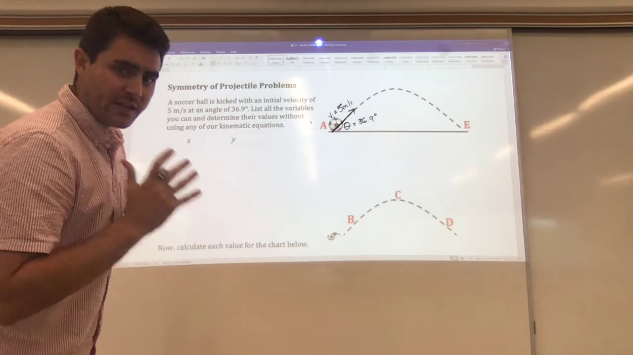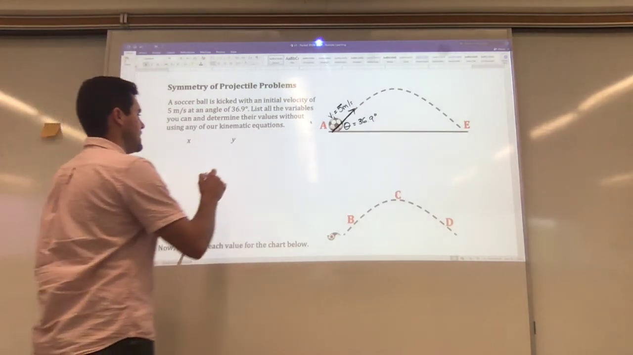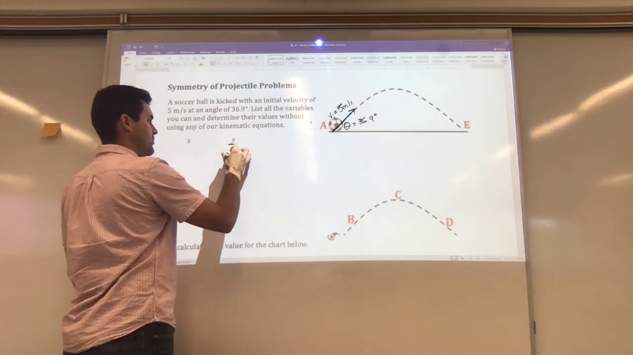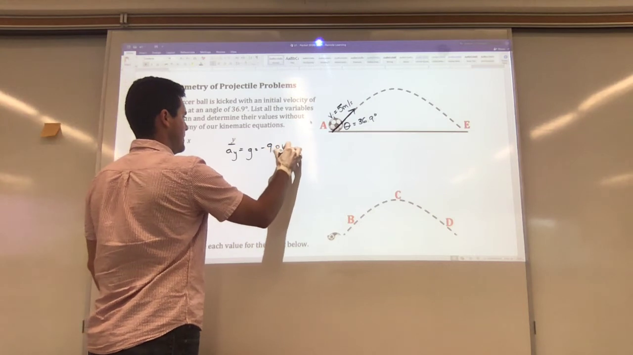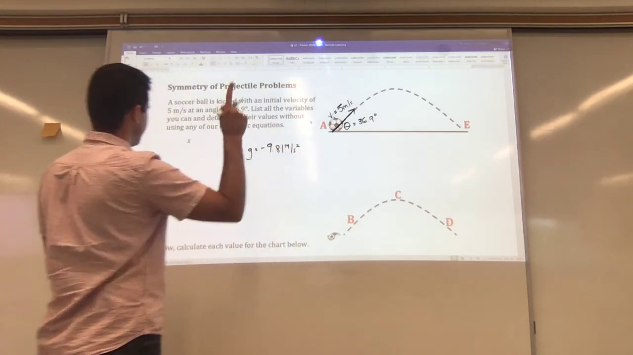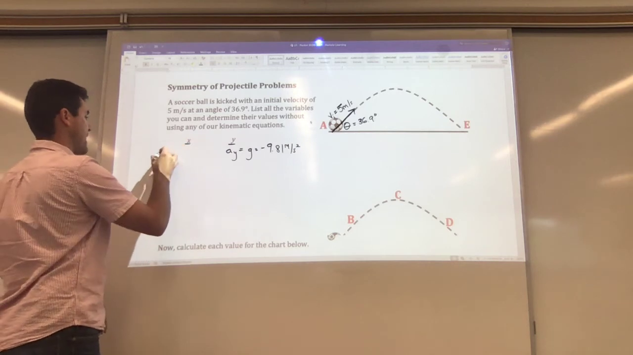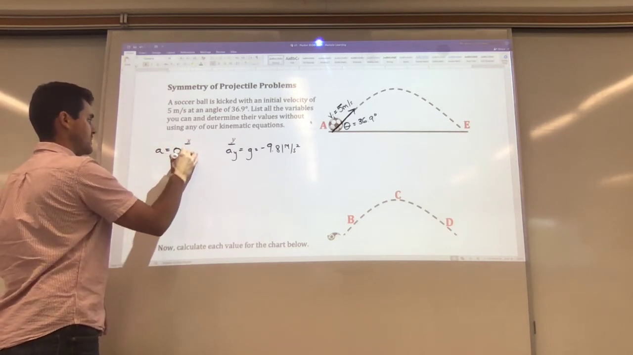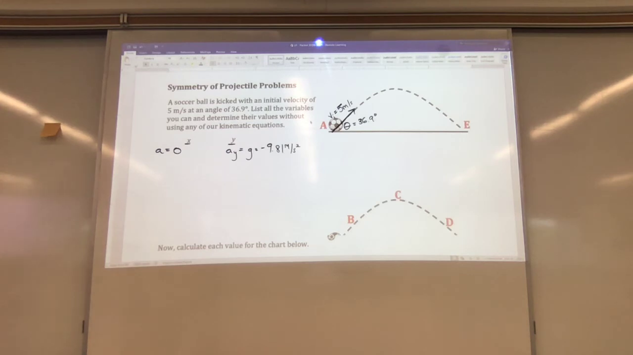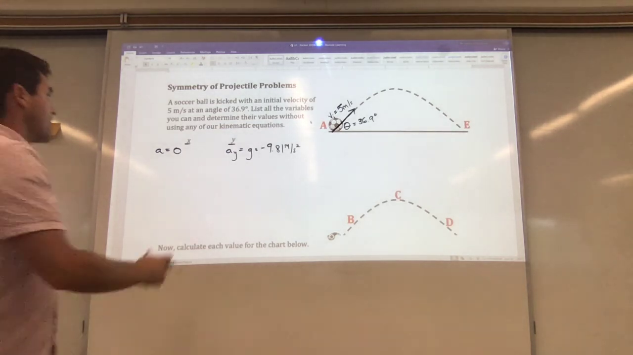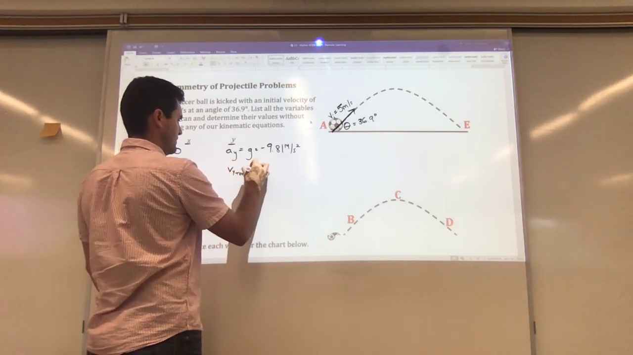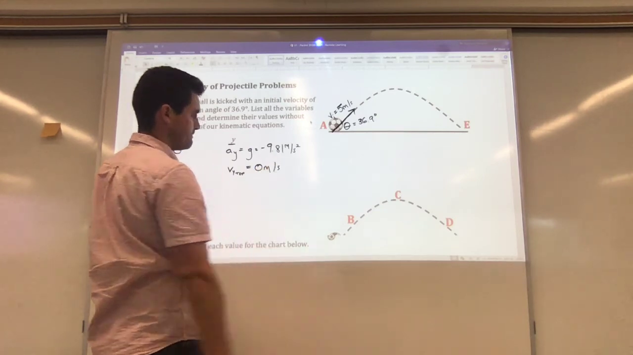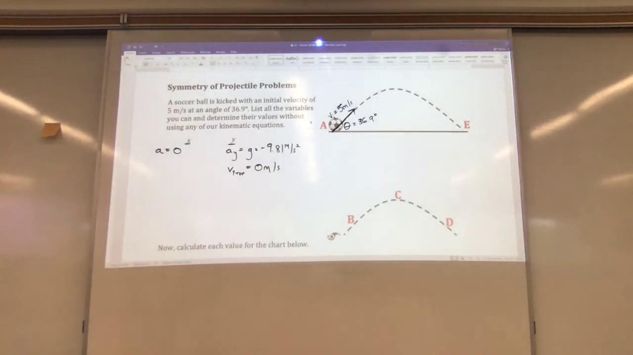Fantastic. I'm going to go with my initial stuff right off the bat. Initially, I know that the acceleration in the y direction, because it's in free fall, is baby g. That's negative 9.81 meters per second squared. That I've got down in my head. In the x direction, I know there's no acceleration. Acceleration equals 0. I know that my velocity in the y direction at the top, Vy at the top, is 0 meters per second. That might be about it in terms of things I remember off the top of my head.